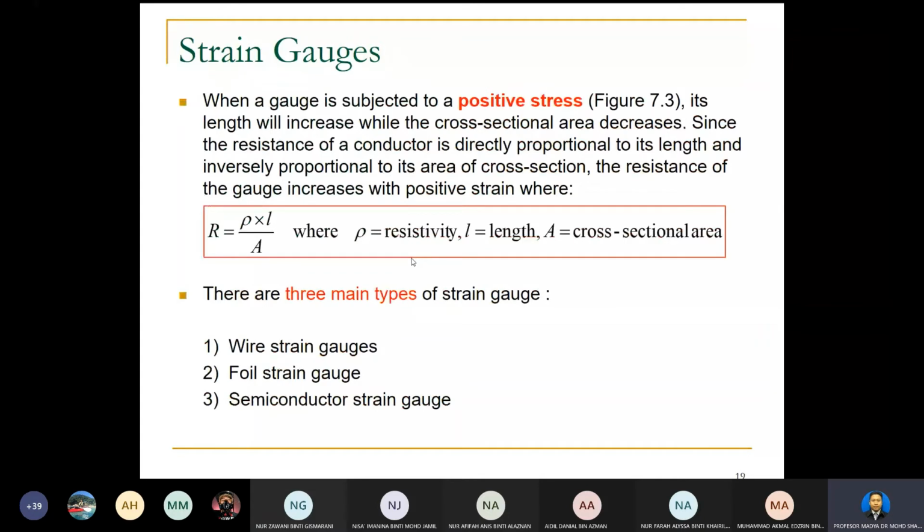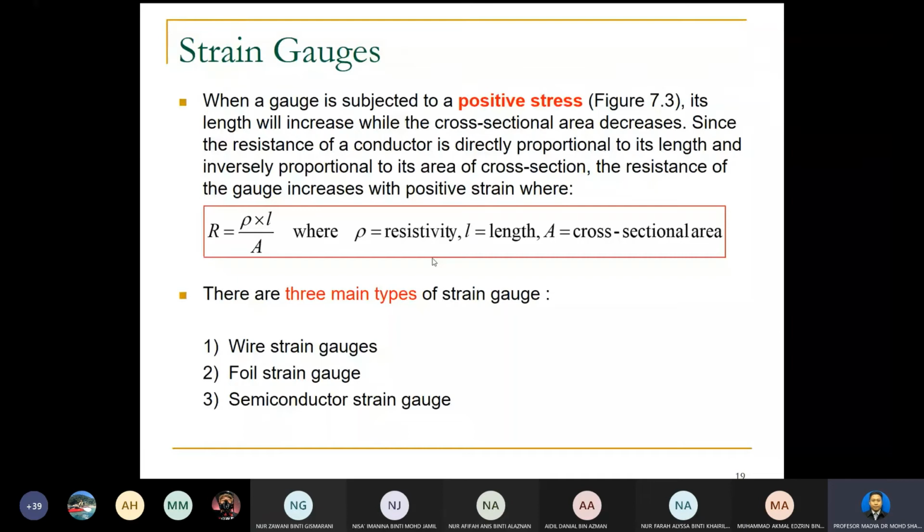Alright, so when the gauge is subjected to positive stress, its length will be increased while the cross-sectional area decreases. Since the resistance of the conductor is directly proportional to its length and inversely proportional to its area of cross-section, the resistance of the gauge increases with the positive strain.